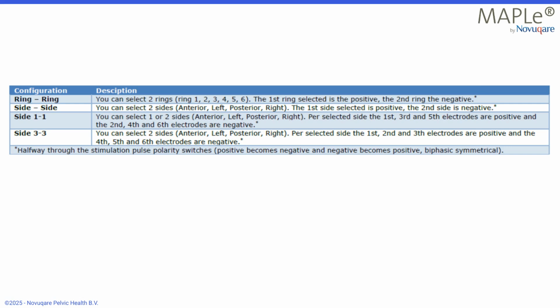You select two sides: anterior, left, posterior, right. For each side, the first, second, and third electrodes are positive, while the fourth, fifth, and sixth electrodes are negative. Halfway through the stimulation, the polarity reverses. Positive becomes negative, and negative becomes positive.